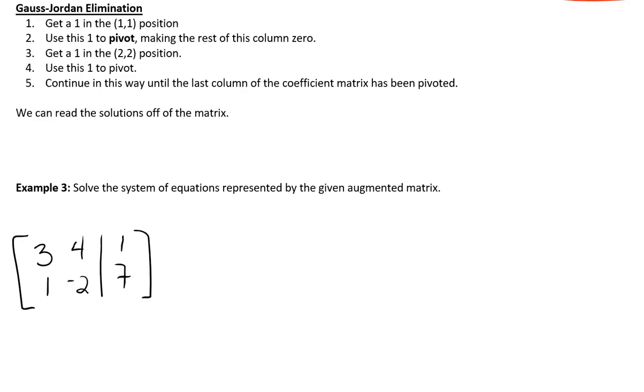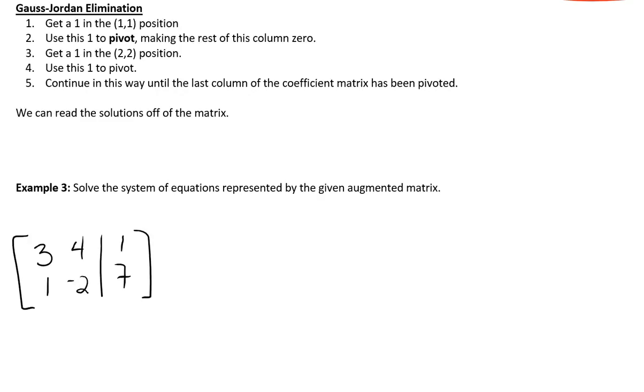Okay, so now we're at the point where we can put all of this together. We have representing a system of equations as an augmented matrix. We can use row operations to manipulate the elements of a matrix, row by row, and now we want to use what is called Gauss-Jordan elimination in order to end up with a matrix that can tell us the solution to the system of equations.